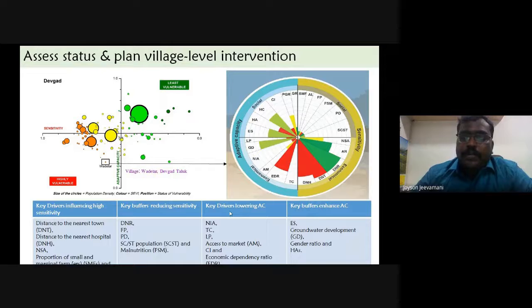And like that, for low adaptive capacity, what are the drivers? Net irrigated area, and transport and communication. These are the indicators. And what are the buffers to enhance the adaptive capacity? The final part of this gives the status for a village, for a district, for a taluk, and we can find it out. So using this framework, we have done this coastal vulnerability assessment. That's all.